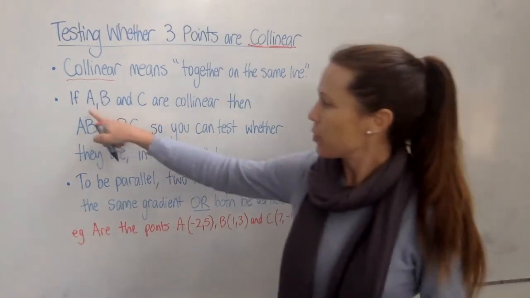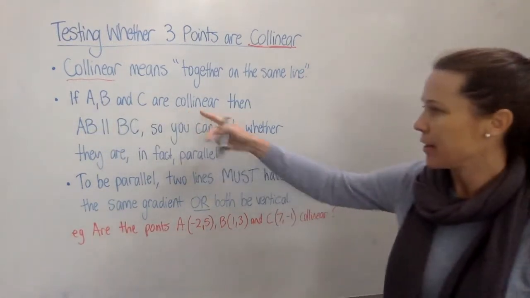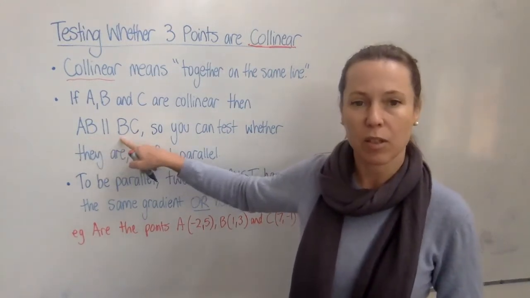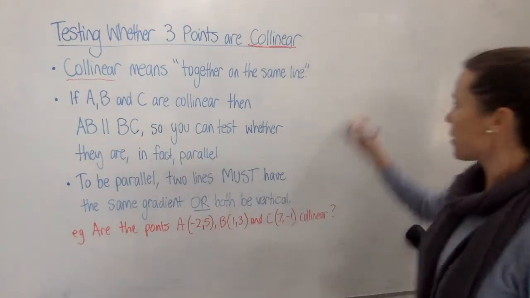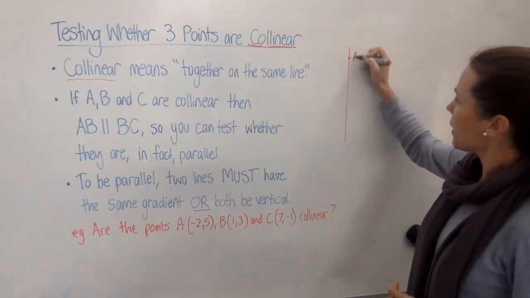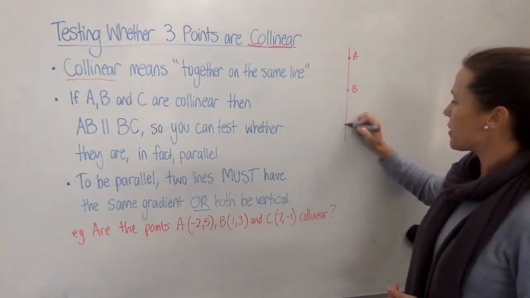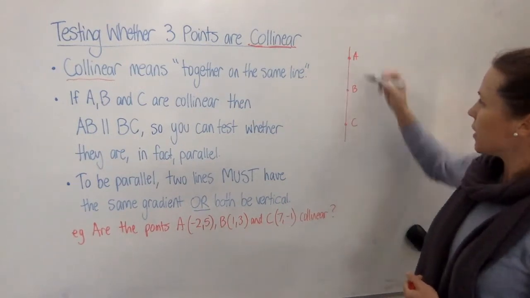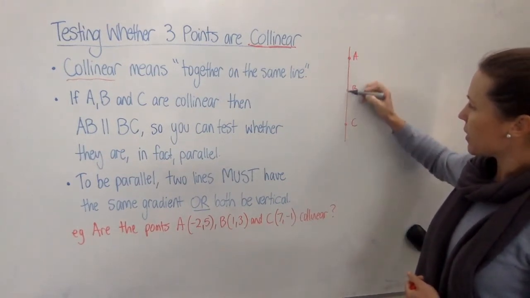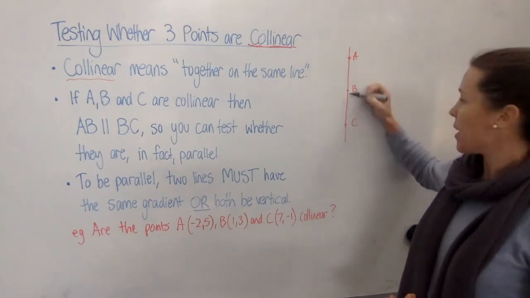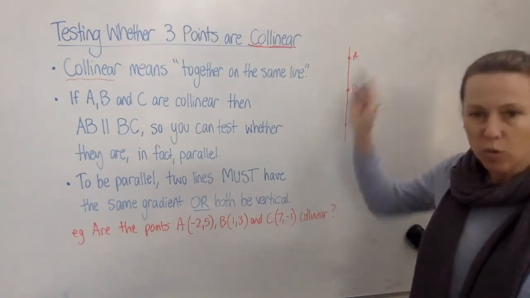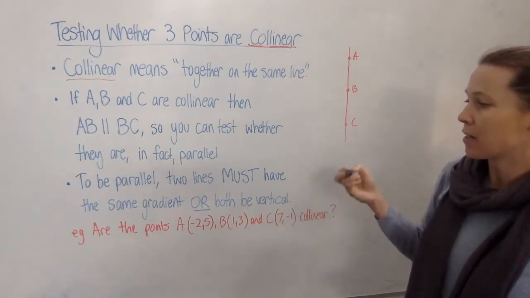Now, if points A, B and C are collinear, then AB has to be parallel to BC, because after all, if they're all going to be on the same line, A here, B here, and C here, no matter which way that line goes around, it wouldn't necessarily be vertical. It makes sense that if you know that this line and this line are parallel, and B is actually on both lines, then you found that they're all on the same line. So that's the way you test for them.